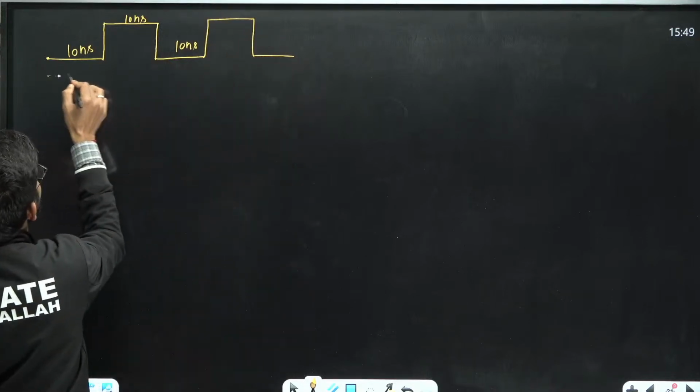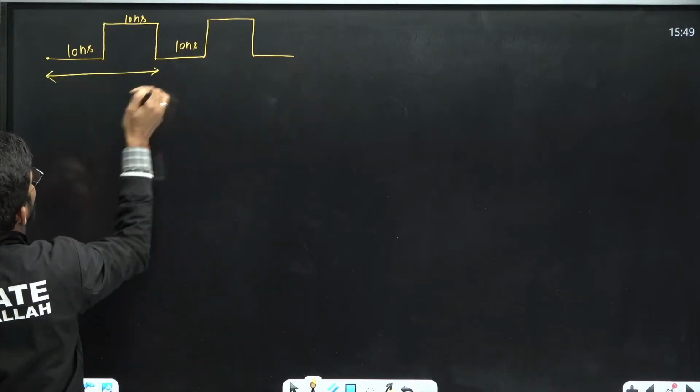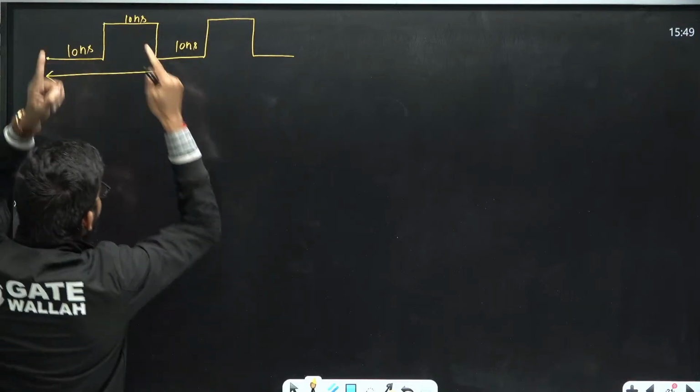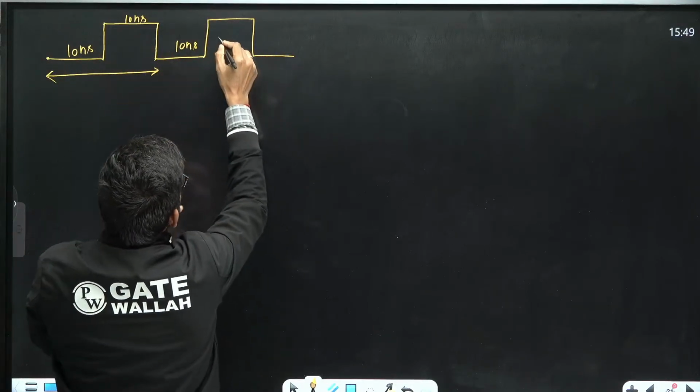So this is a square waveform. From this to this, it is repeating: 10 nanosecond 0, 10 nanosecond 1. Then again it repeats: 10 nanosecond 0, 10 nanosecond 1.